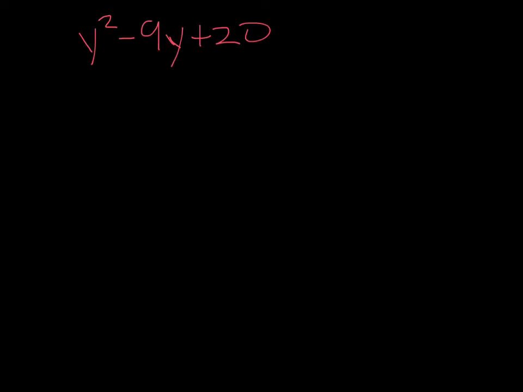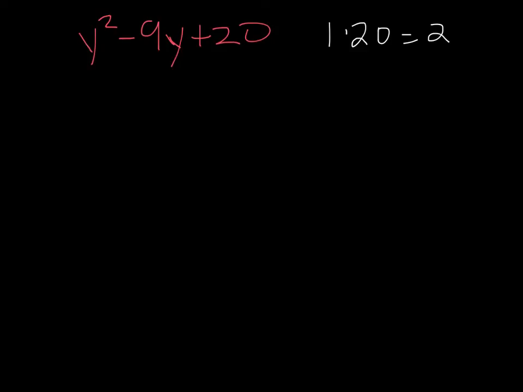Okay, here's another quadratic that we're going to factor, and just like every single time you factor something, you should always be checking to see if there is a greatest common factor. There is no greatest common factor for these three terms. We have three terms, so we're going to do the a times c method. In this case, a is 1 and c is 20.